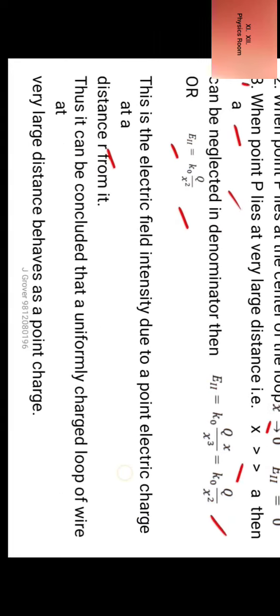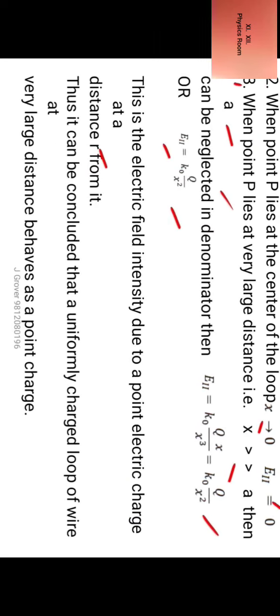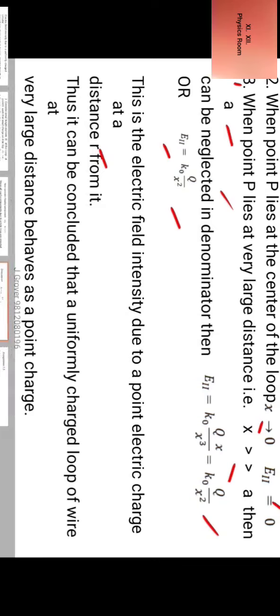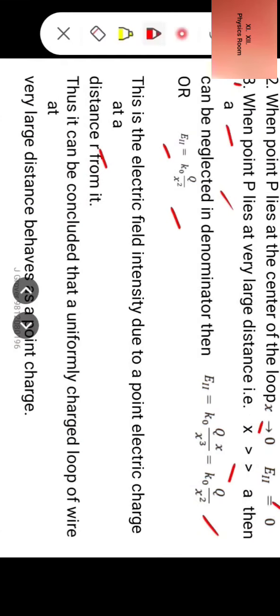Thus, it can be concluded that a uniformly charged loop of wire at very large distance behaves as a point electric charge. I repeat, thus it can be concluded that a uniformly charged loop of wire at very large distance behaves as a point electric charge.